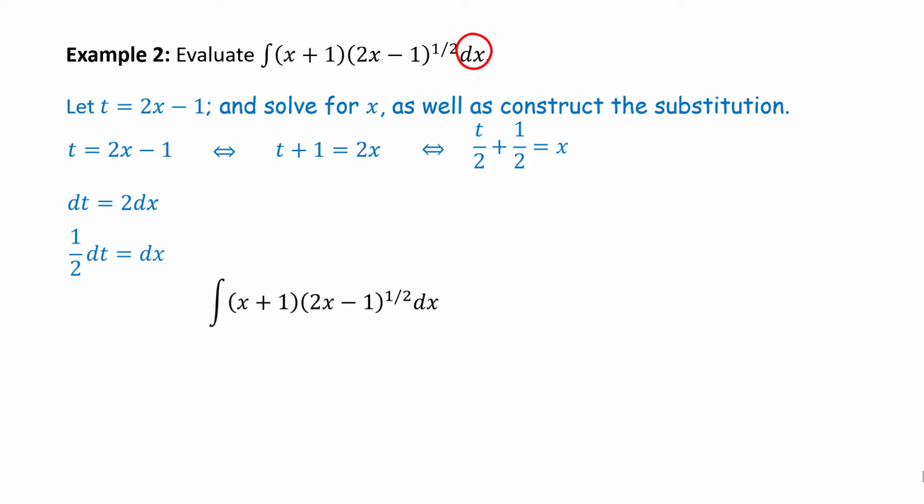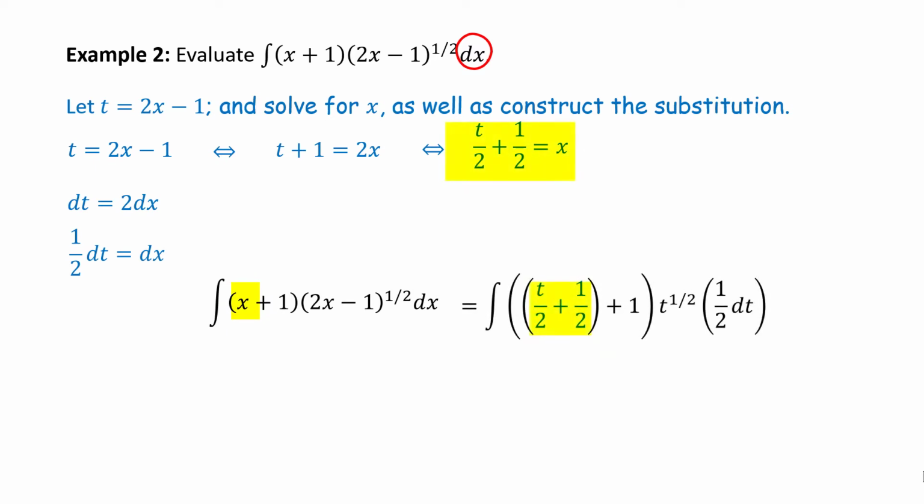Looking at the original integral, we are now ready to make substitutions and express that entire integrand in terms of t. The integral of x + 1, we replace the x with t/2 + 1/2. So you have t/2 + 1/2 in the place of x + 1. Where 2x - 1 was, that's t, so t to the power of 1/2, and where dx was, in terms of t, the substitution is 1/2 dt.